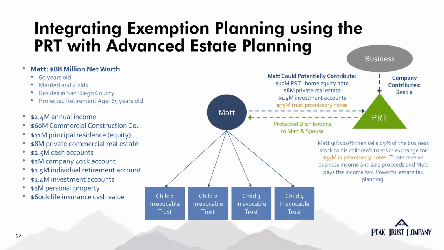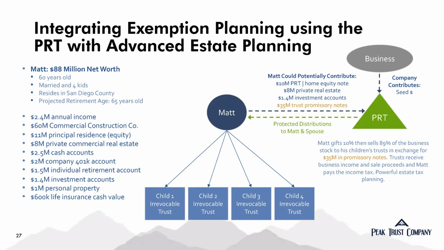Okay. In this particular instance, we're using Matt, and Matt's worth about $88 million, but only 3% of his $88 million using the calculator is exempt, which is not very much, only $2,657,000 worth. Now, after integrating the PRT with Matt's advanced estate planning, the picture looks very different. Now, backing up, remember Matt is 60 years old. He's married. He has 4 kids. He resides in San Diego, which is relevant, obviously, for the homestead exemption. And he has a projected retirement age of 65.